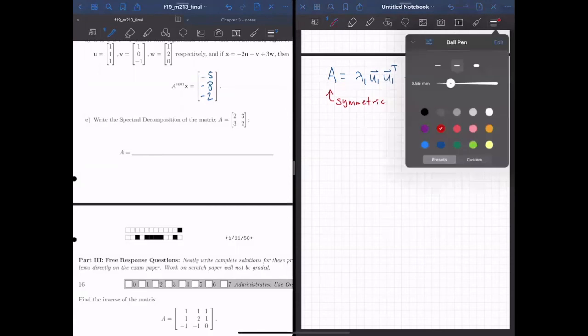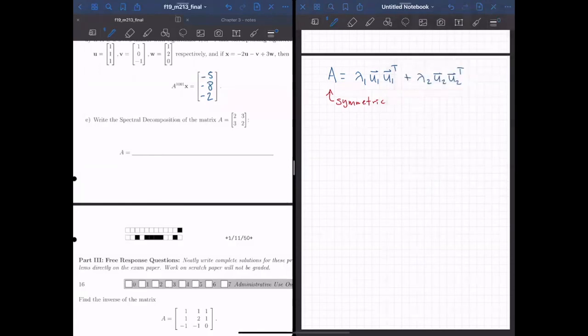So let's go ahead and do the spectral decomposition here. Okay. So the first thing is we want to find eigenvalues and eigenvectors. To find the eigenvalues, we're going to find our characteristic polynomial.